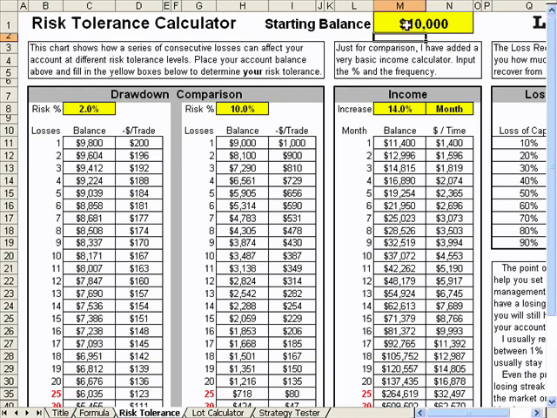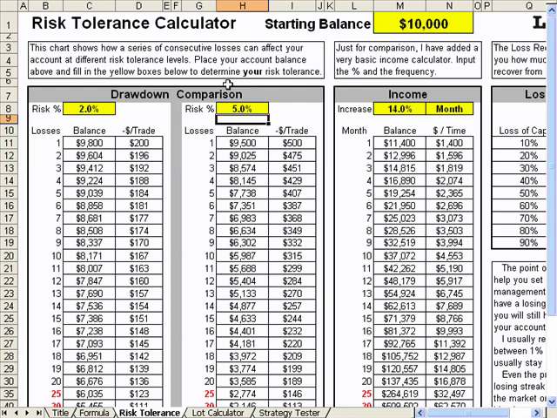Basically what we do is we plug in a starting balance up here, and this chart shows us what a series of consecutive losses can do to your account at different risk levels. So you can play with and try different risk amounts in here. Basically you just plug in the number, and let's say we start with a $10,000 account. And let's say, worst case scenario, you'll have 10 losses in a row.